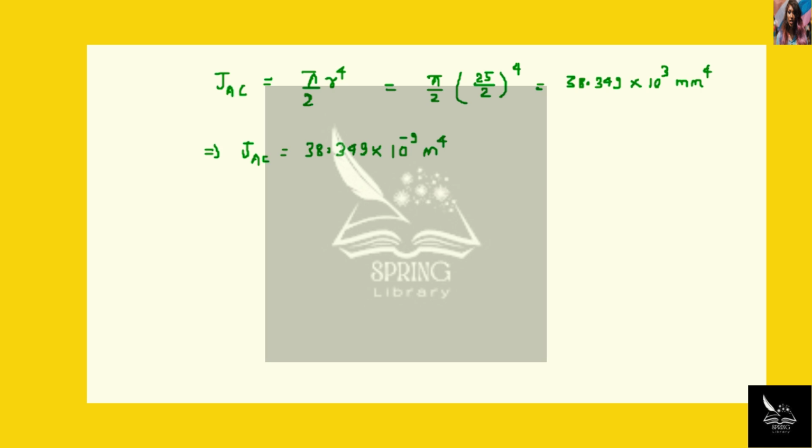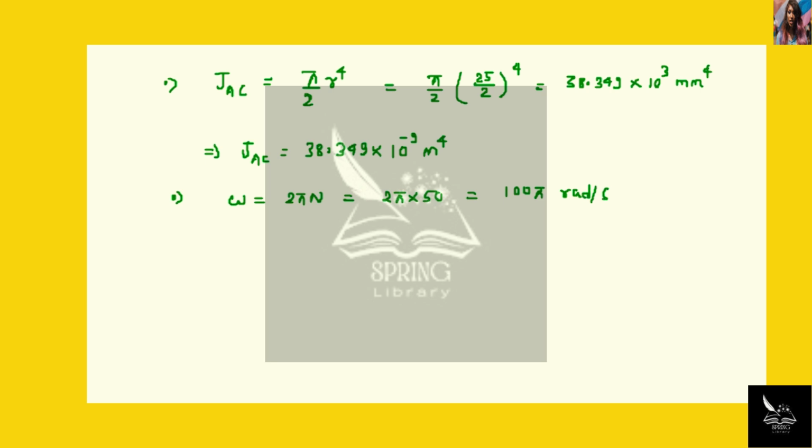Now let's calculate the angular velocity of the shaft. So omega is equal to 2 pi n. So it will be equal to 2 pi multiplied with n. N is given as 50 revolutions per second. So it will be 100 pi radian per second.